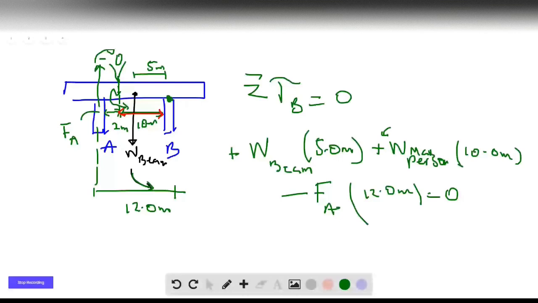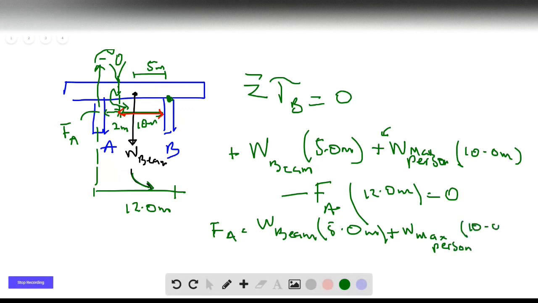So F of A, you can see, becomes the weight of the beam times 5 meters plus the maximum weight of the person times 10 meters. And then we want to divide that, obviously, by the 12 meters. Next page, we're going to start plugging in the numbers.